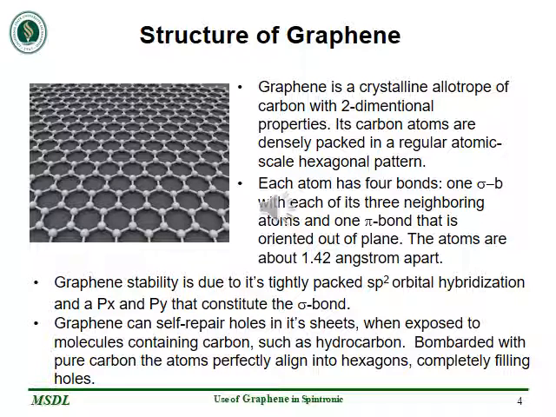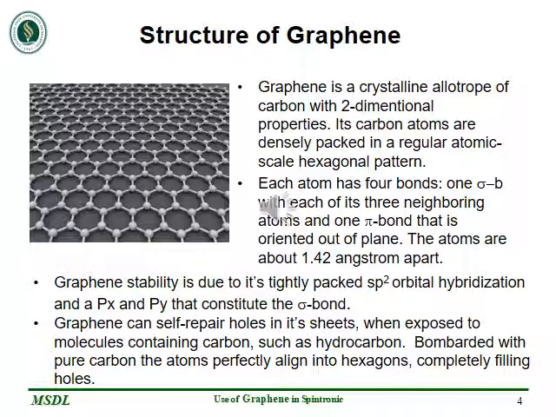Let's now see the structure of graphene. Graphene is a crystalline allotrope of carbon with two-dimensional properties. Its carbon atoms are densely packed in a regular atomic-scale hexagonal pattern. Each atom has 4 bonds, one sigma bond with each of its 3 neighbors and one pi bond that is oriented out of plane. The atoms are 1.42 angstrom apart. You can remember that silicon also has atoms that are 1.42 angstrom apart.